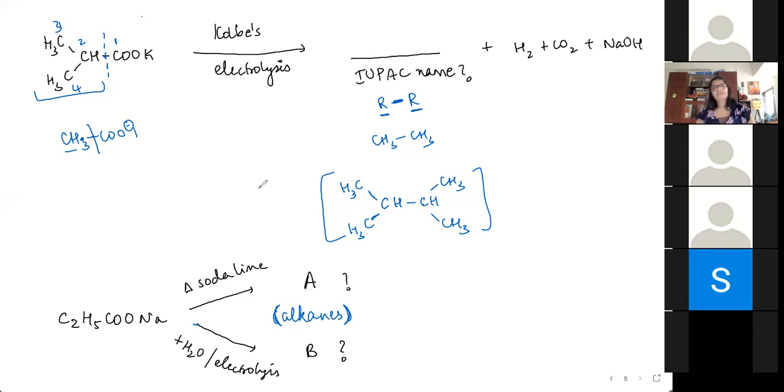Now that you have taken down the notes and all of that, go through the reactions and answer this question. So C2H5COONa, if I heat it with soda lime, what alkane will I get? Identify A. And if I do Kolbe's electrolysis, then what is the alkane that I get, which is B? So identify A and B.